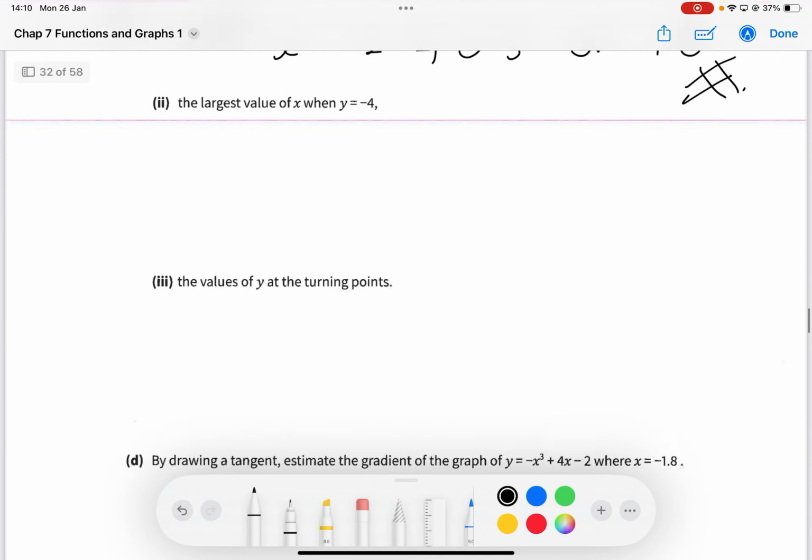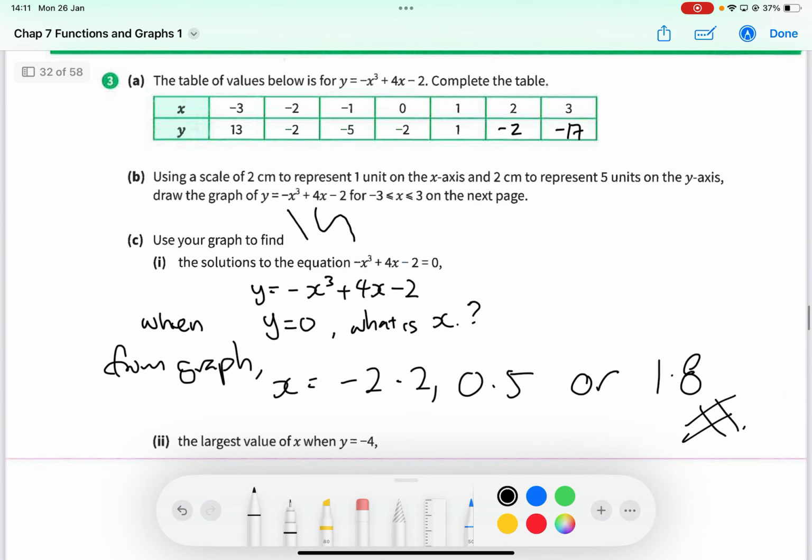Scroll down. Up. Okay, so same. We have an equation. We use the equation, fill in the table. Then we go to the axis. We see the biggest y is 13. Meaning, near my graph, the highest point I need to have is 15, so that I can cover 13.